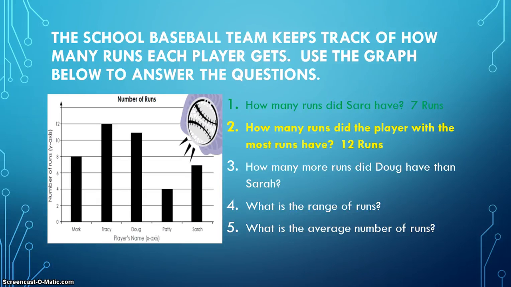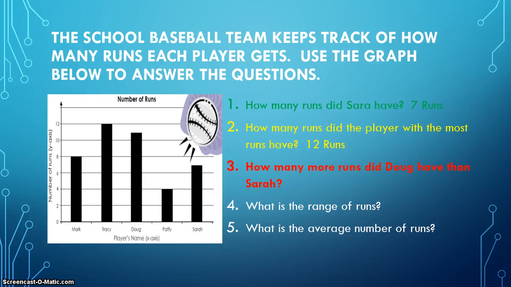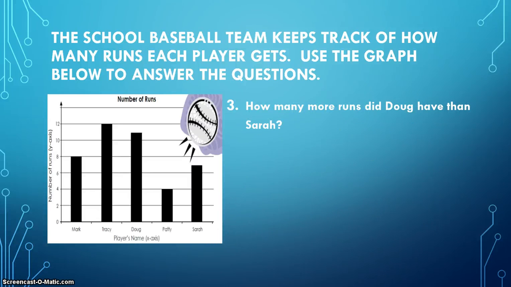Alright. So now we know how many runs the player with the most runs had, and that's 12. So now we're going to bump over to number 3. How many more runs did Doug have than Sarah? So we're going to take a look at this question.